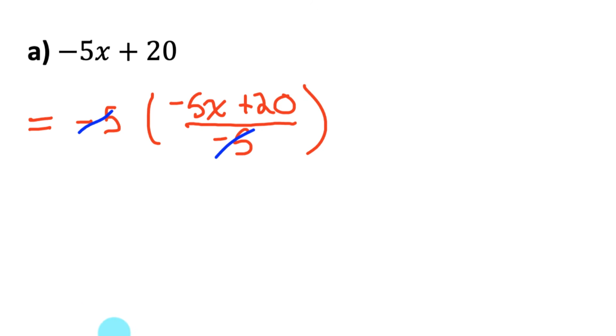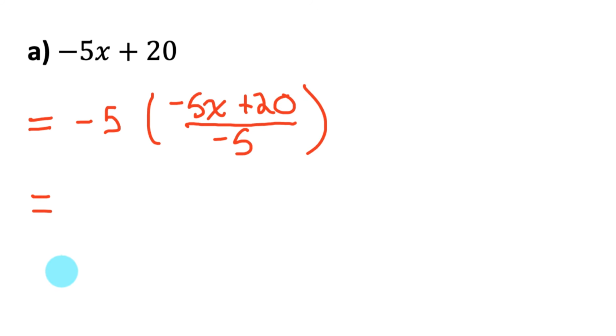Negative 5 over negative 5 is 1, so it's not going to change the value of negative 5x plus 20. It's just allowing us to rewrite it in a different way. Now, one thing we have to make sure we do to complete this question is simplify the second factor we have in brackets.